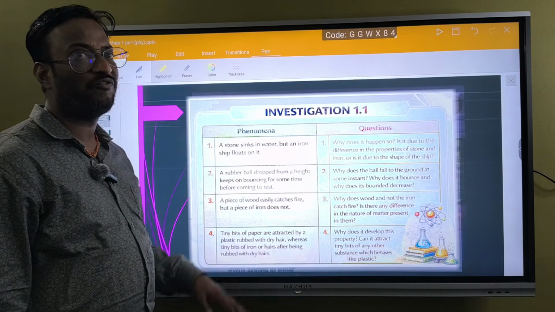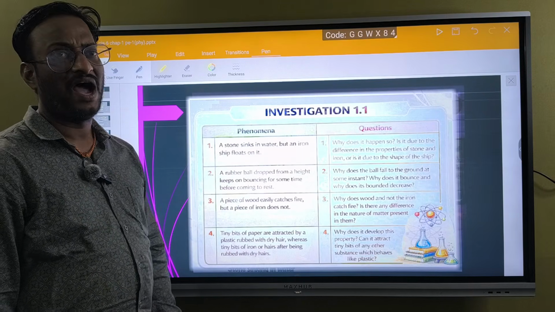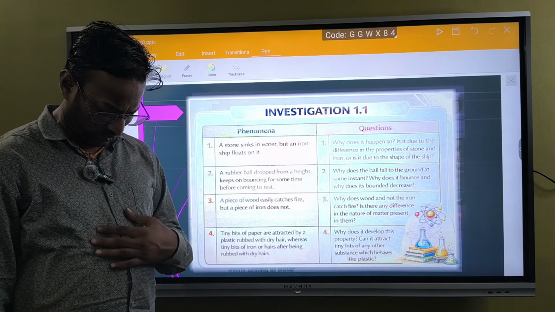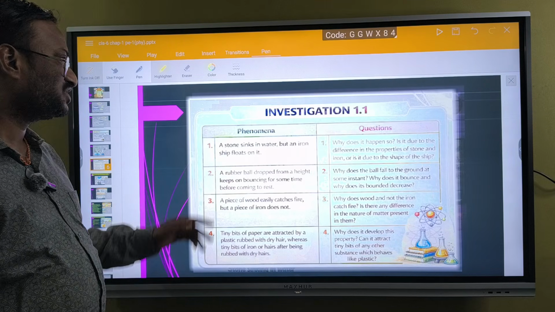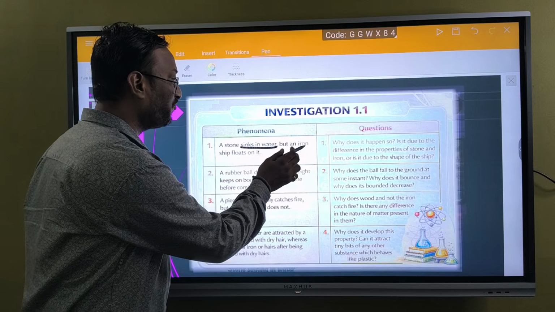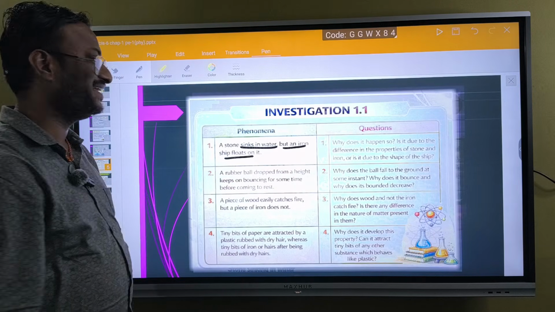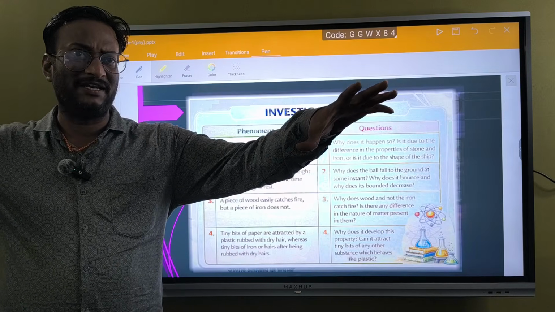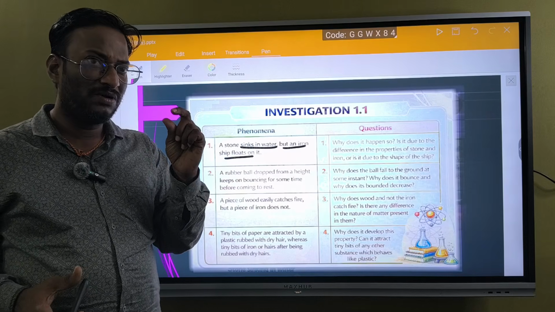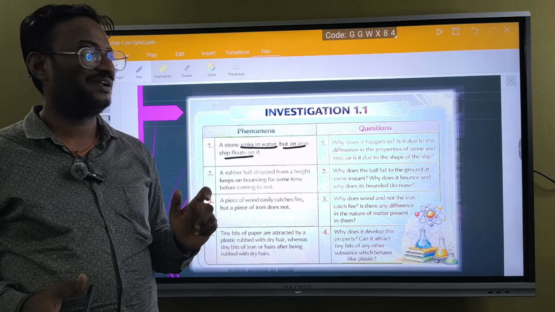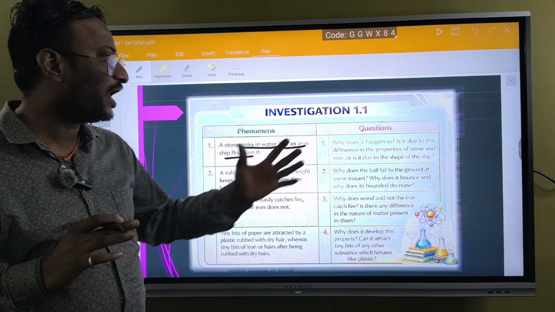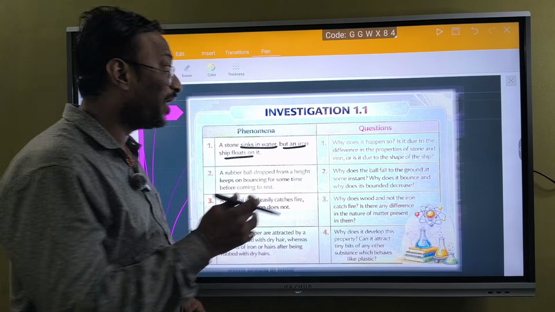Next thing is we go for investigation, I mean phenomenon. I already told you there will be some phenomena taking place in nature. What are those phenomena? See the first one. A stone sinks in water, but an iron ship floats on it. See here, the ship which is made of iron is floating on water, but a small stone will sink into the water. Why? If you observe this phenomenon, we are going to get questions like, why does it happen so?